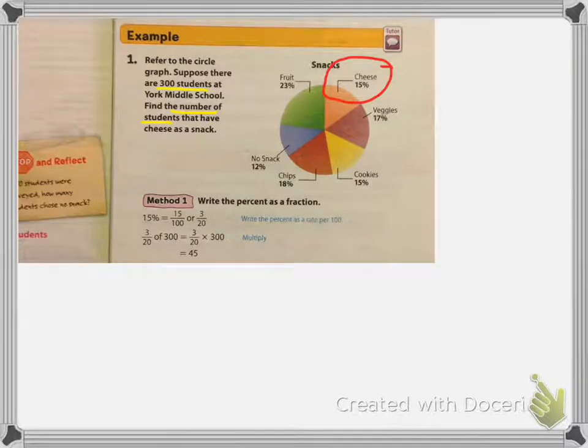The first example says, refer to the circle graph. Suppose there are 300 students, you want to underline 300 students, at York Middle School. Find the number of students that have cheese as a snack.